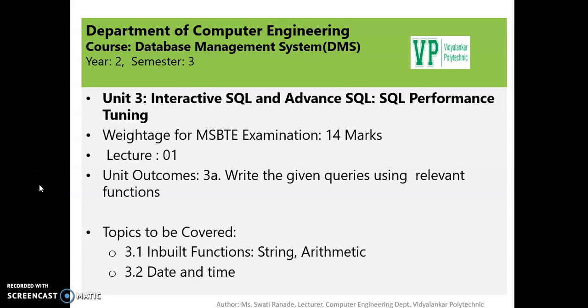Hi, today we are going to start our third unit of DBMS course, and the title for third unit is Interactive SQL and Advanced SQL. The main motto for this unit is SQL performance tuning. So weightage for this particular unit for MSBTE examination is 14 marks. So today we are going to start our first lecture for Unit 3.